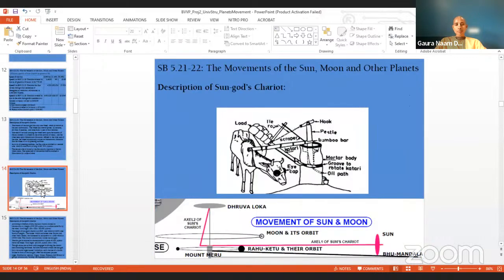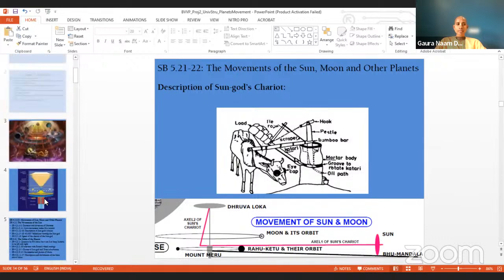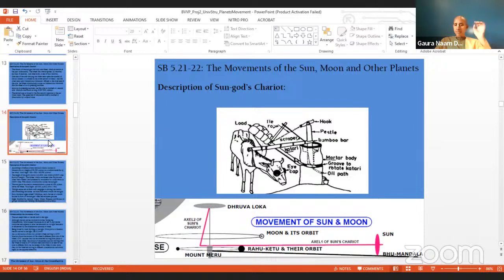Now this is the movement of the sun in the horizontal direction. So there is also a vertical direction in which the sun is moving. I think last time we covered it a little bit. The sun, while circumambulating Mount Meru daily, on a yearly basis also moves upwards and downwards. That movement is called Uttarayana and Dakshinayana.